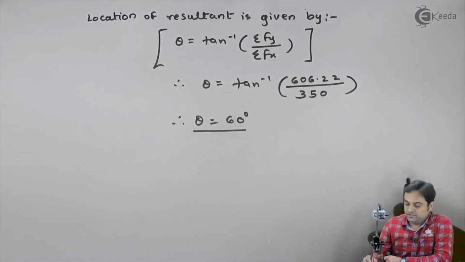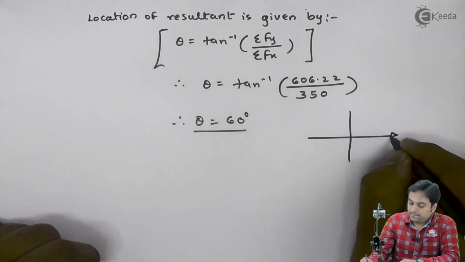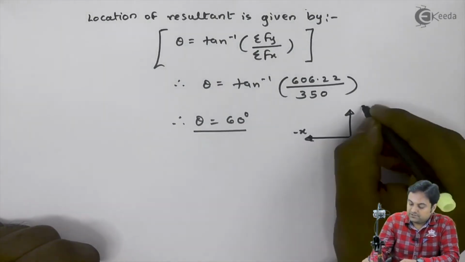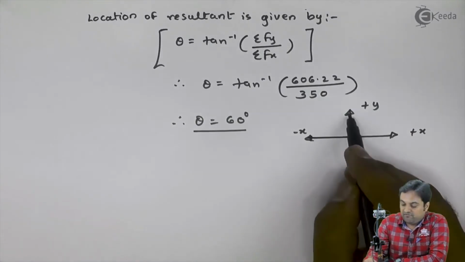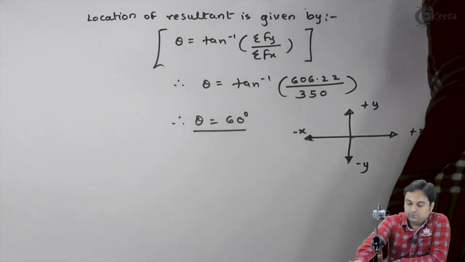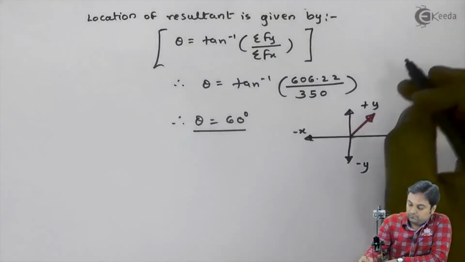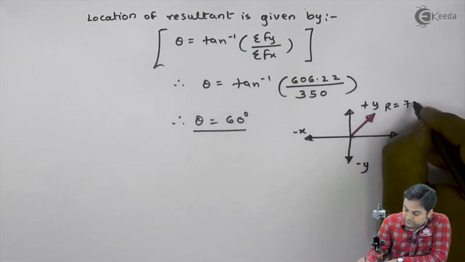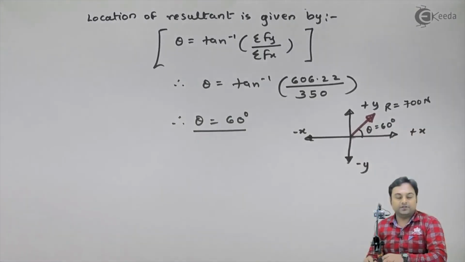Now you can even locate the resultant by drawing the axis. Positive x, negative x, positive y, negative y. Since I have my fx value as positive, fy value is positive, resultant will be in this first quadrant, inclined at 60 degree to the horizontal. Resultant is equal to 700 Newton. Theta is at 60 degree. So we have located the resultant.